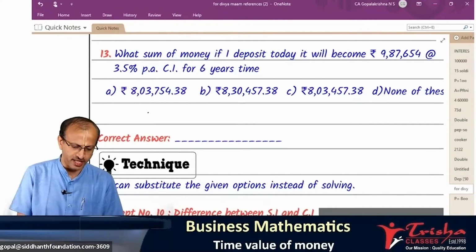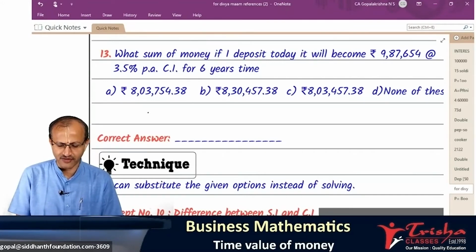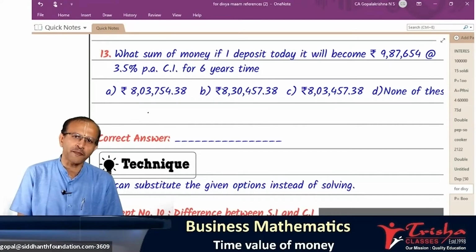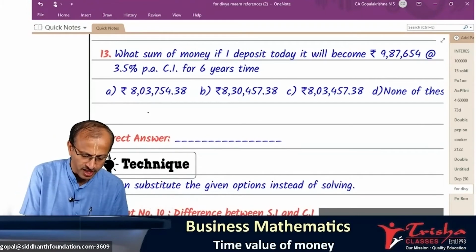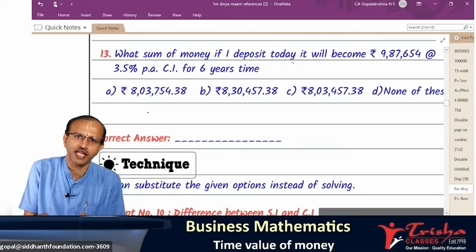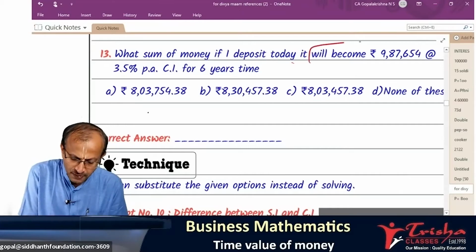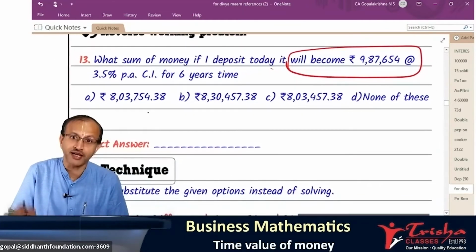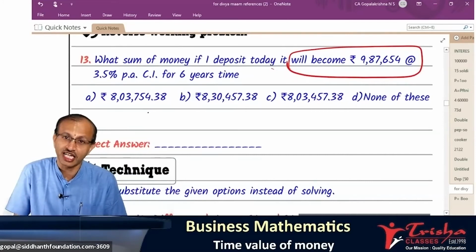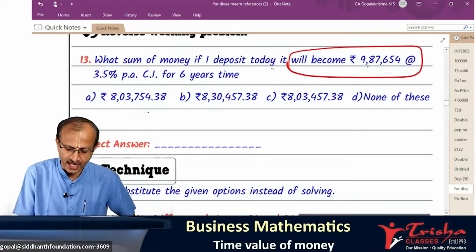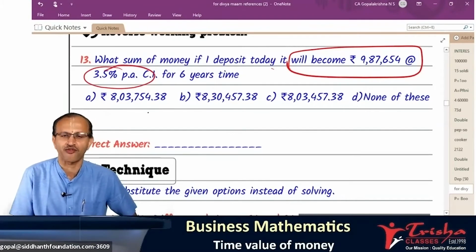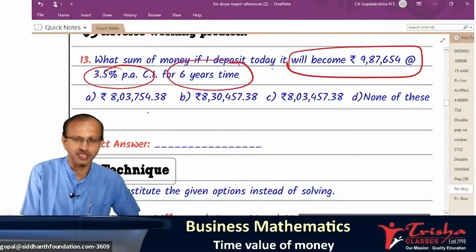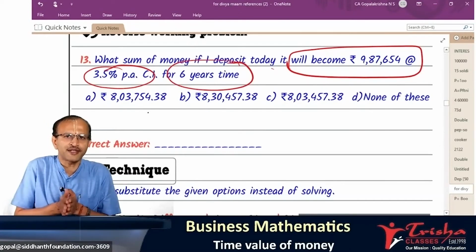What sum of money, if I deposit today, will become 9,87,654 at 3.5% per annum CI for 6 years? I repeat: how much money do I have to put in today so that it will become, not now but after some years, 9,87,654? At what percentage of interest? 3.5% per annum. How many years? 6 years.